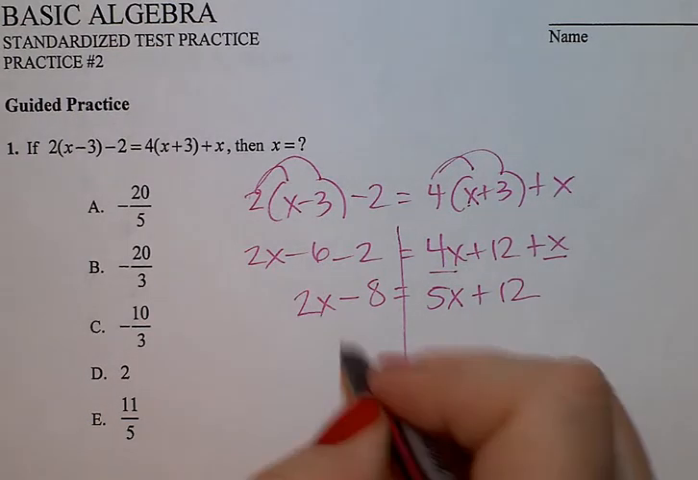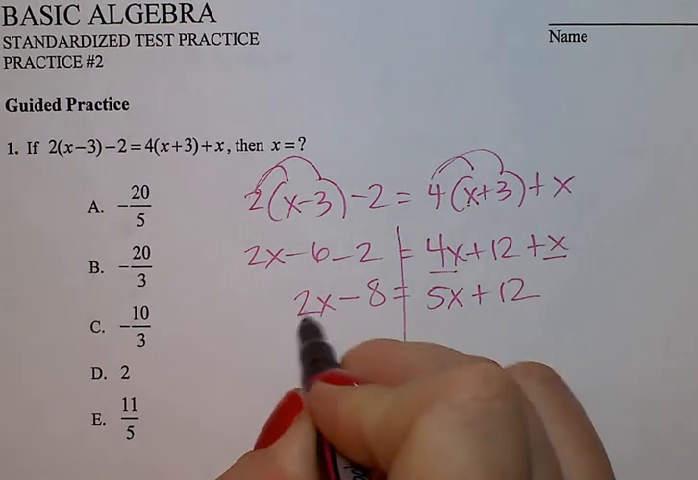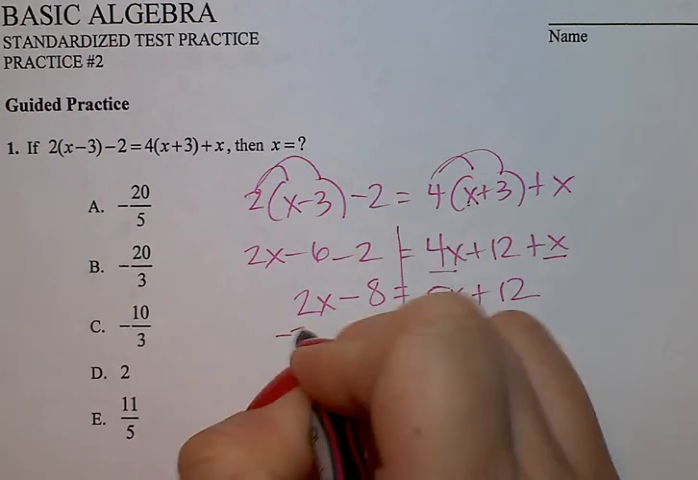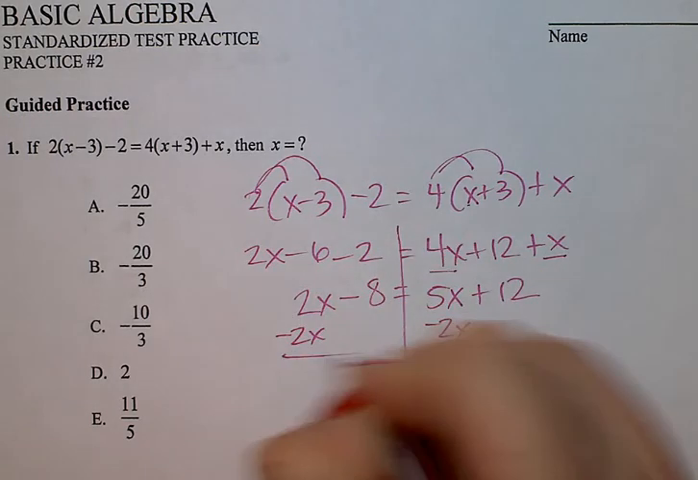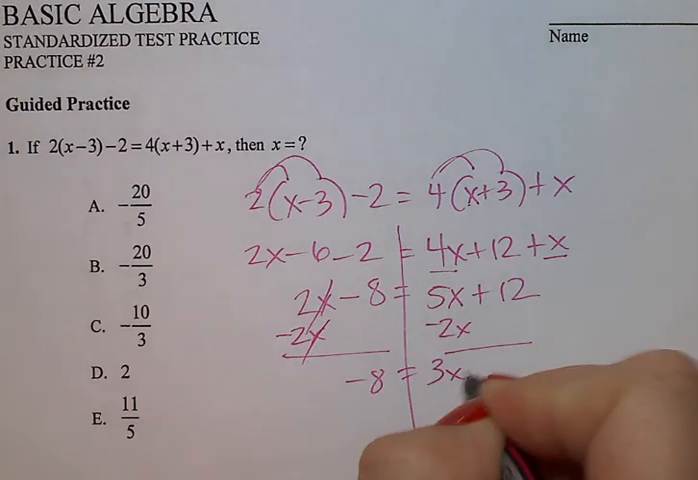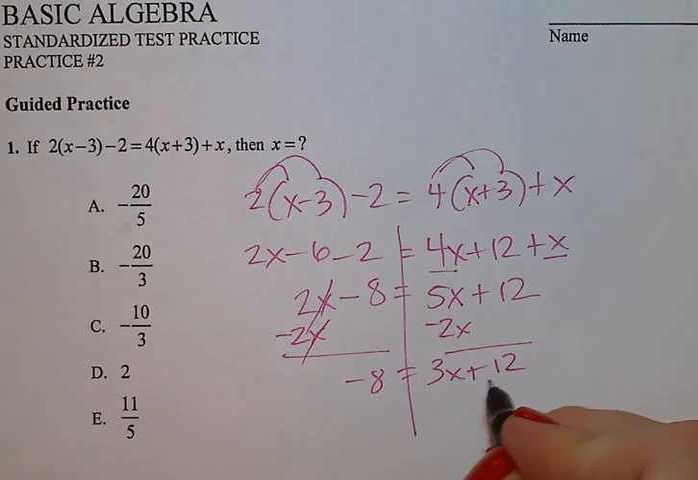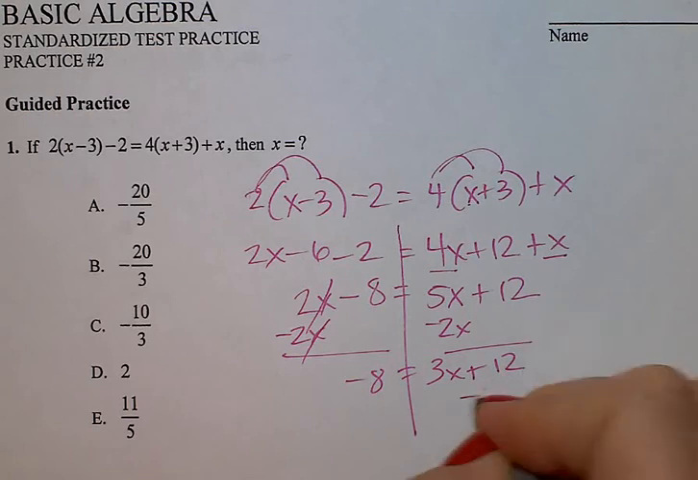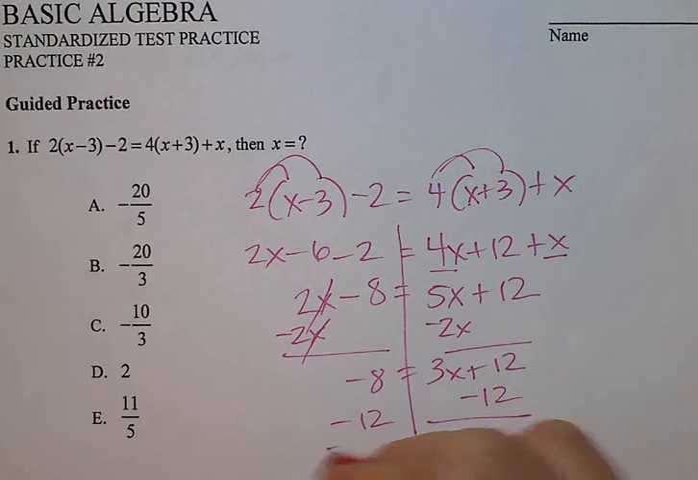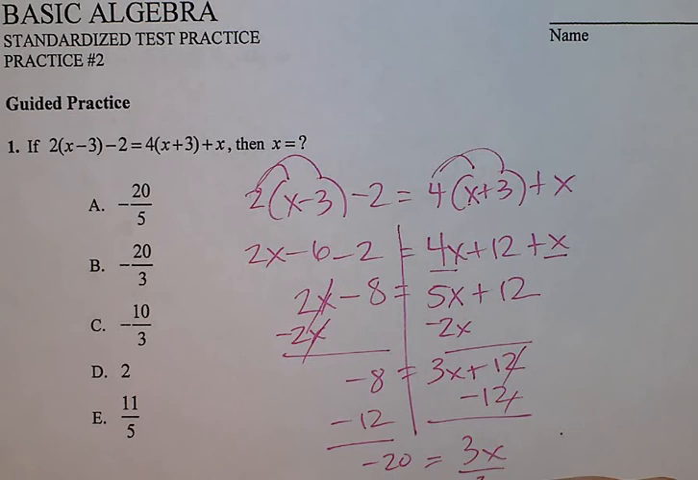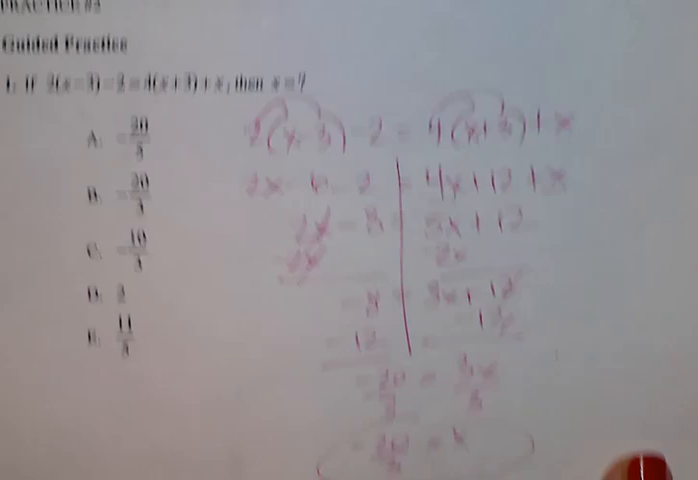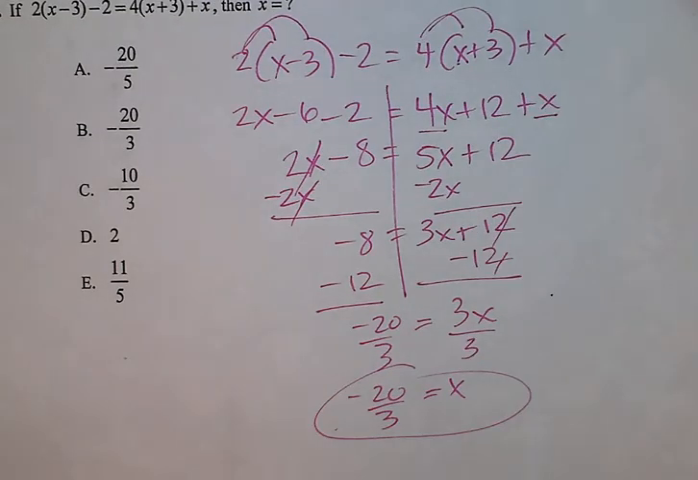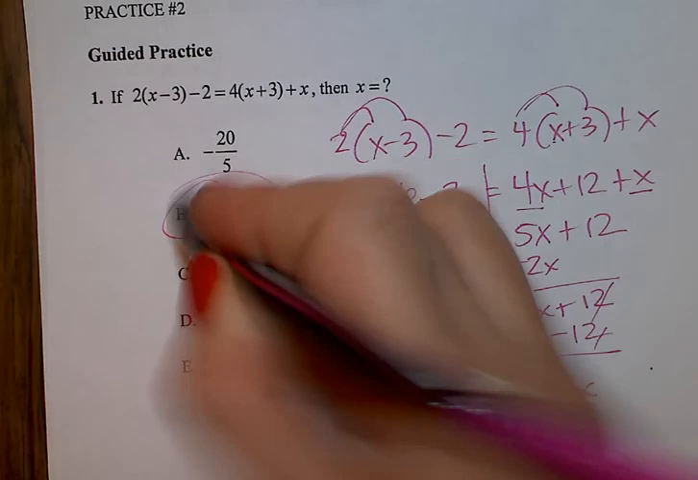I'm going to move the smaller of the 2x's over. So, to move a +2x, inverse operation is to subtract. And again, to choose the number that is not touching the x, in this case it's 12. To move a +12, inverse operation is to subtract. And now opposite of multiplying is dividing. Alright, so the answer choice of -20/3 is option B. Please flip to the back.